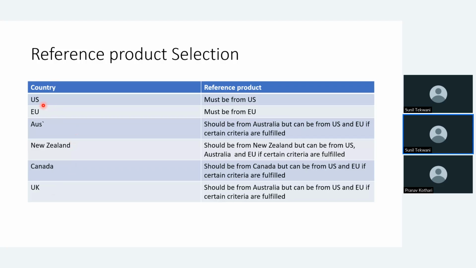Suppose your dossier is for the US market and you are conducting a BE study for that dossier. Then the test product is manufactured by your company, so there is no doubt about the test product. It's your company's product. But the reference product, the innovator product, must be procured from the US. Forgot to write the 'the', because US is called the US. Okay, jokes apart, it must be from the US. It should be procured from the US itself.